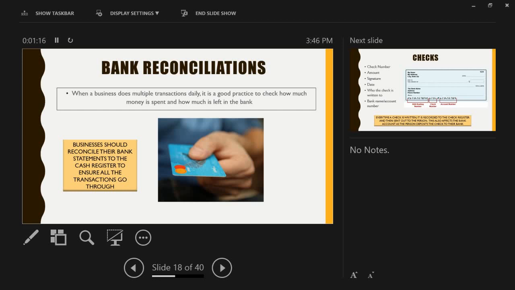Okay, so businesses should reconcile their bank statements to their cash register to ensure all of the transactions go through properly. For example, if you write a check, sometimes it doesn't clear right away, because maybe it takes 3 to 5 business days to send that letter with a check in it. Also, it's dependent on the person receiving the check. Did they deposit it right away? If they held on to it and are waiting like 2 months later to deposit it, your job is to make sure that person received the money and that they are going to deposit it, because then you can see in your bank statement how much money you actually truly have in your actual account.